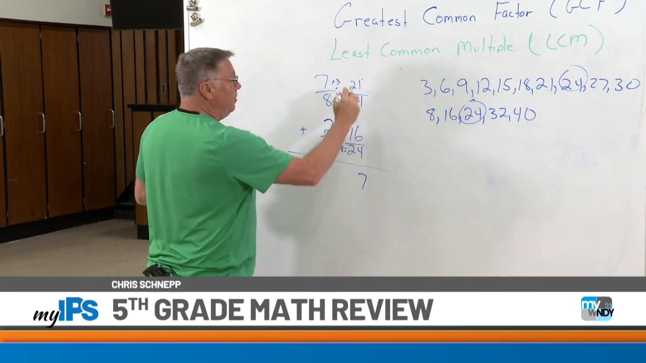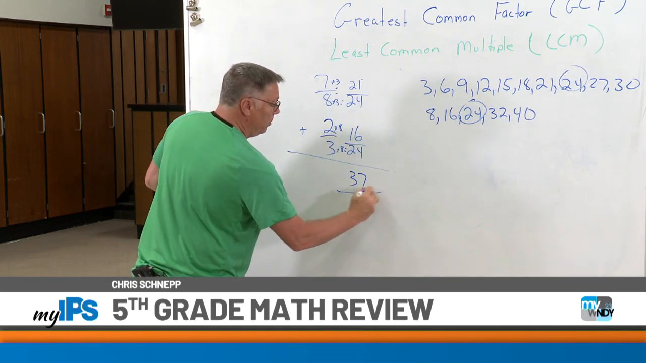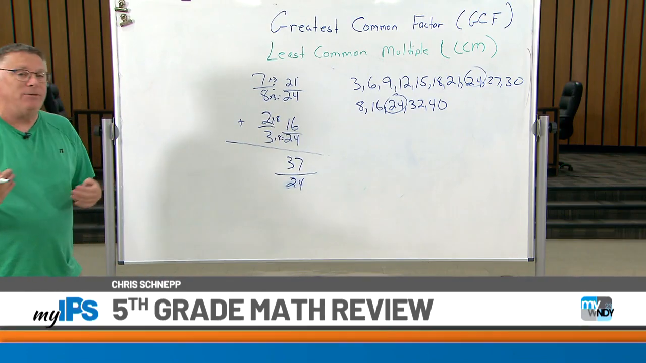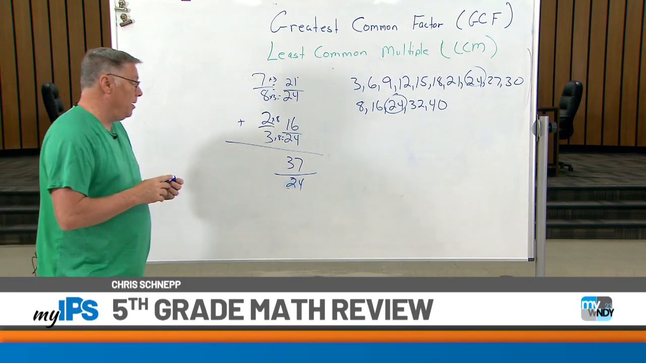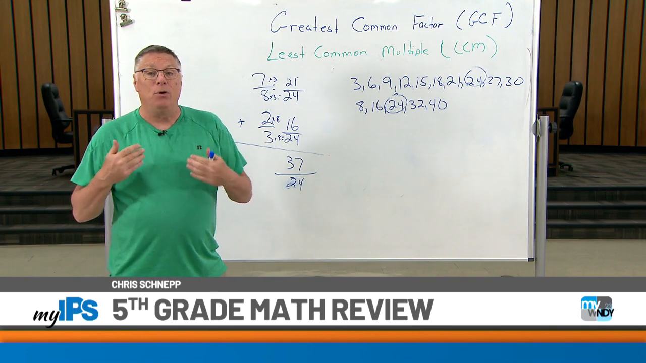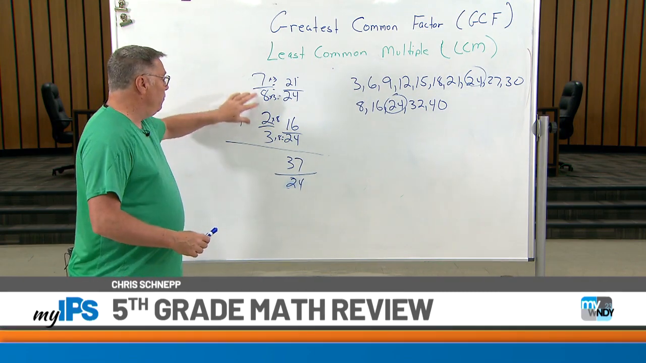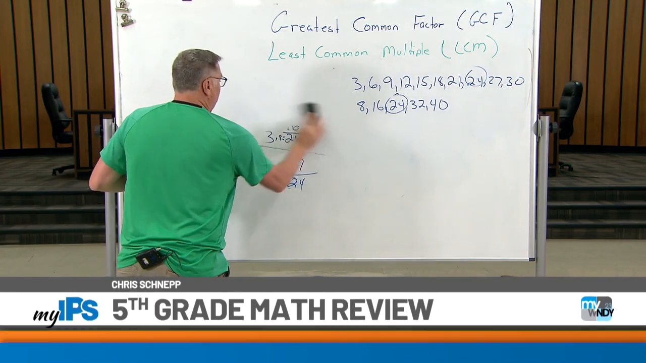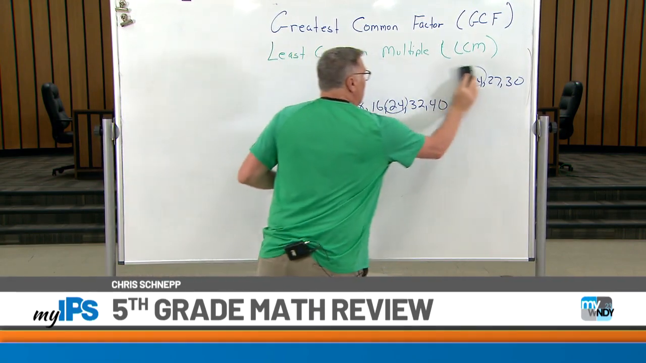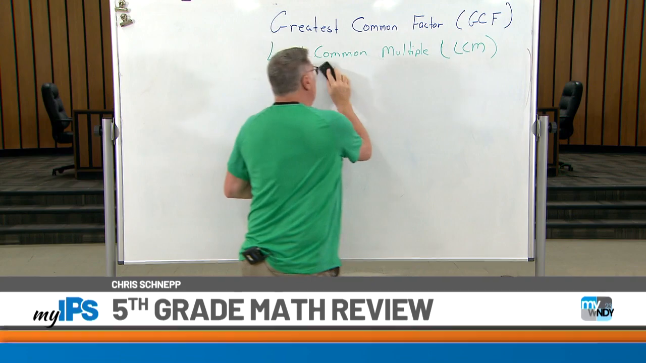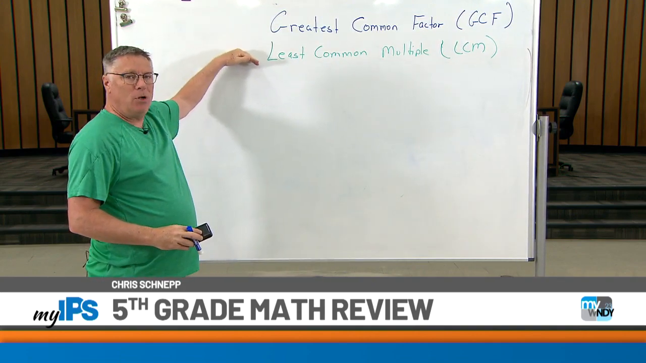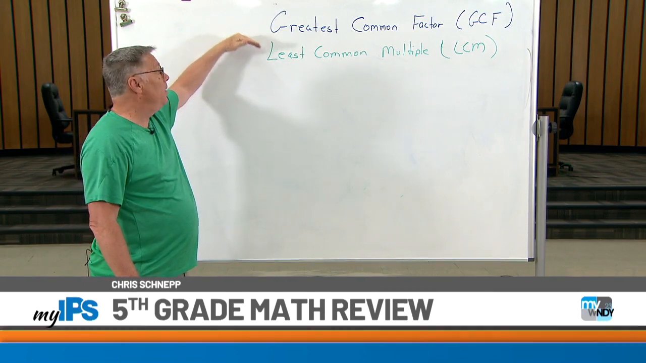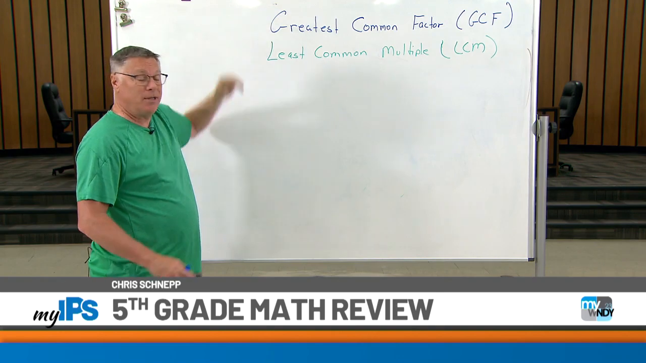1 plus 6 is 7. 2 plus 1 is 3. And our denominator stays the same, so it's 37/24, and we could also simplify this fraction. If we were doing subtraction, same thing. You find a common denominator and then you subtract instead of add. So that's how we use the greatest common factor and the least common multiple. One, to add or subtract fractions, to find an equivalent fraction that's greater. And to reduce fractions, we use the greatest common factor.